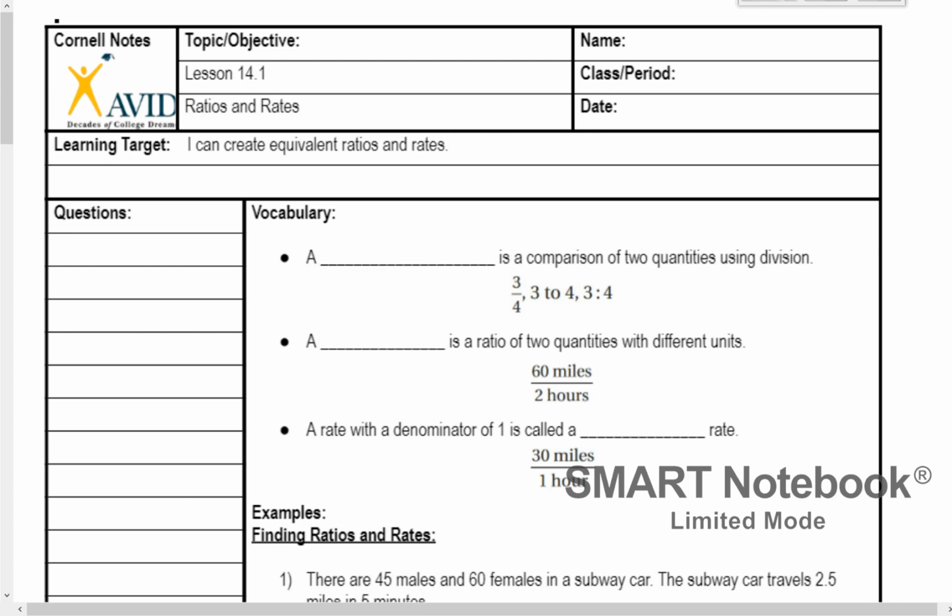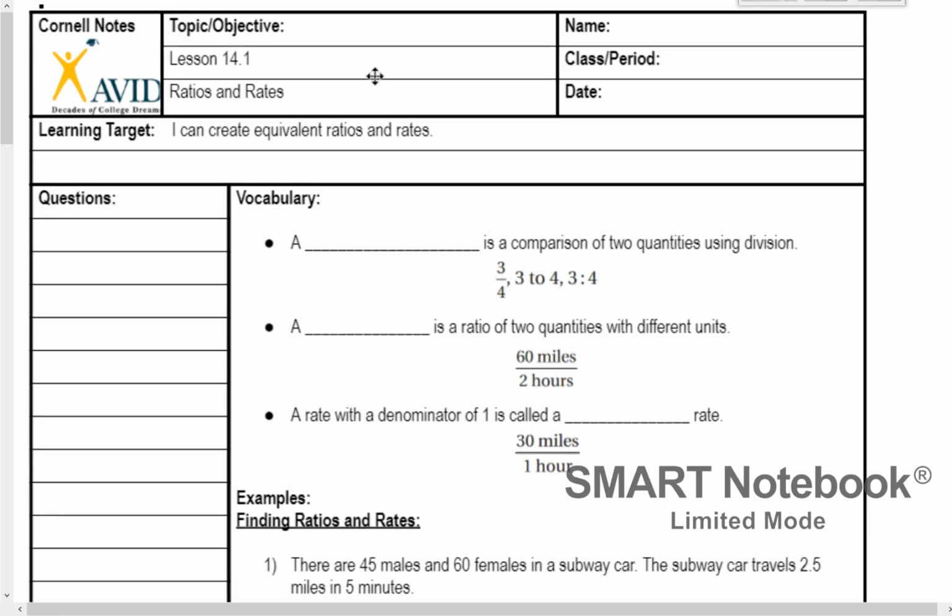All right, so first let's start off with some vocabulary. A ratio is a comparison of two quantities using division. So for example, 3 to 4, 3 to 4, 3 to 4. These are the three different ways we can write a ratio. We really want to stick to this fraction at this point because that's going to lead us right into proportions. So we really want to think about ratios as fractions.